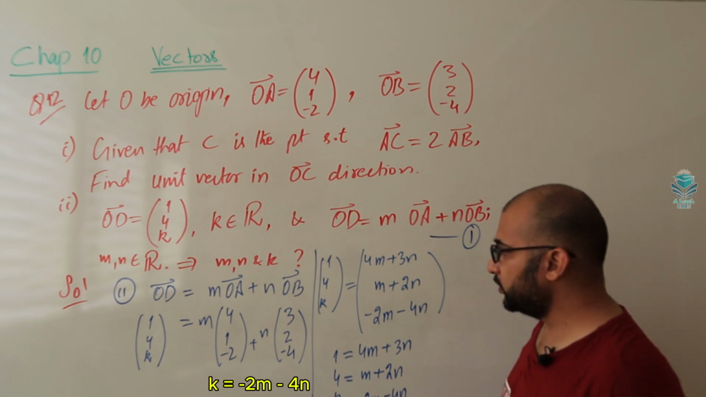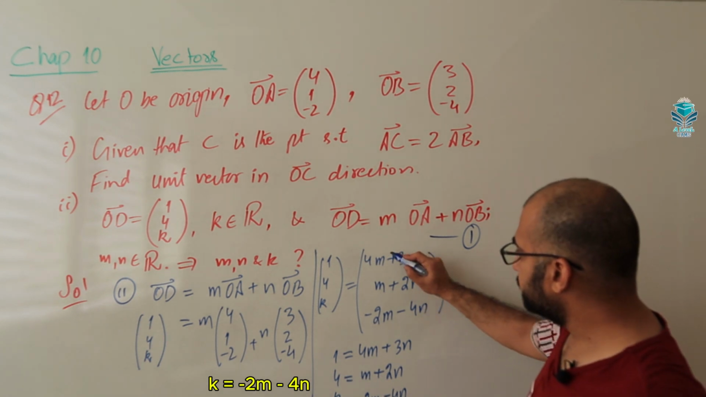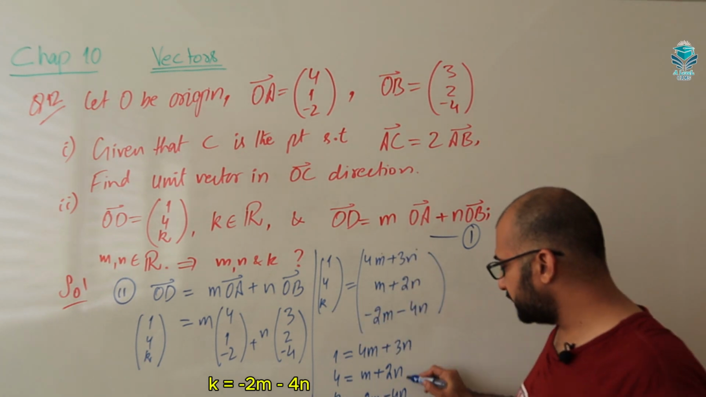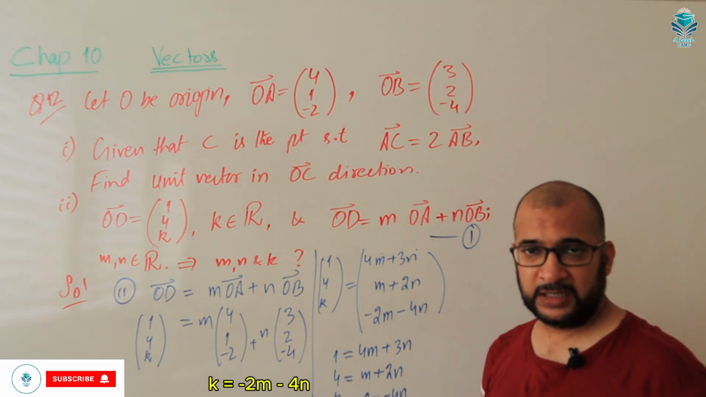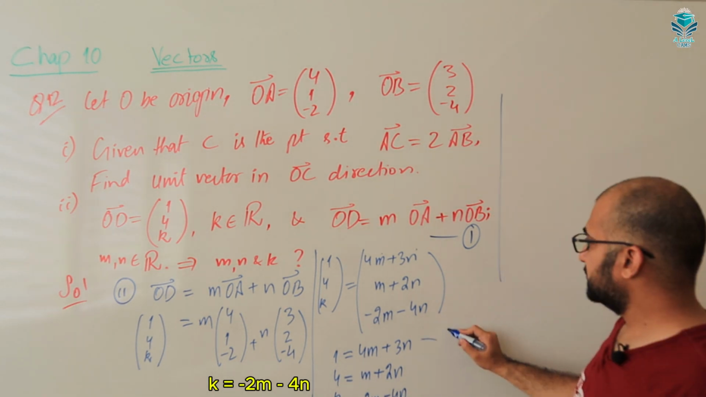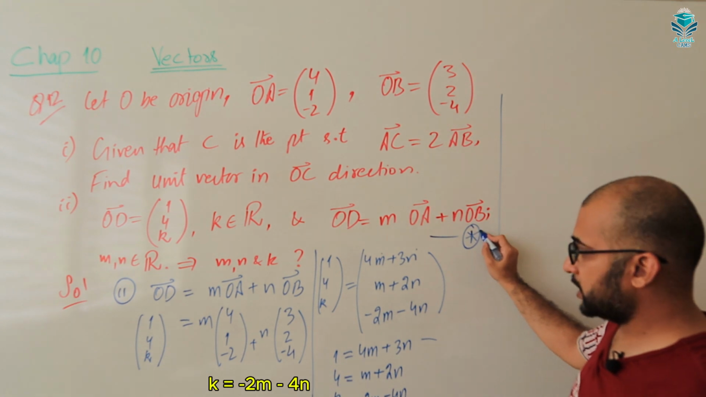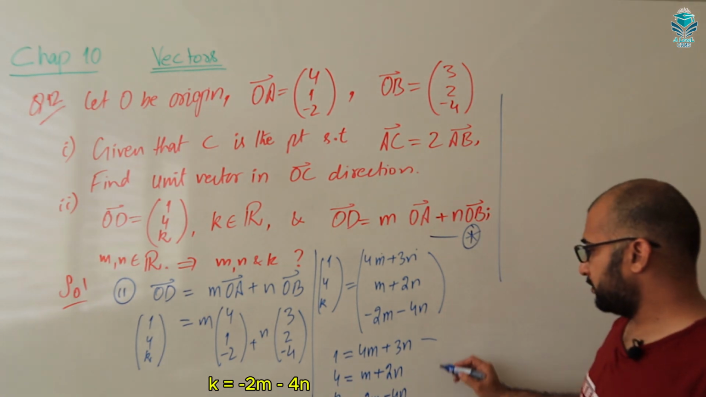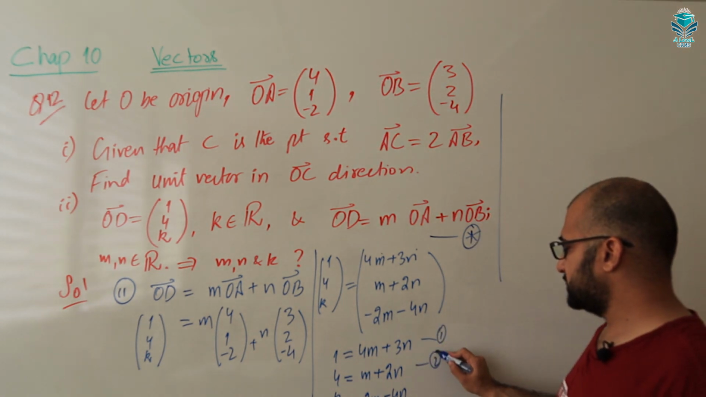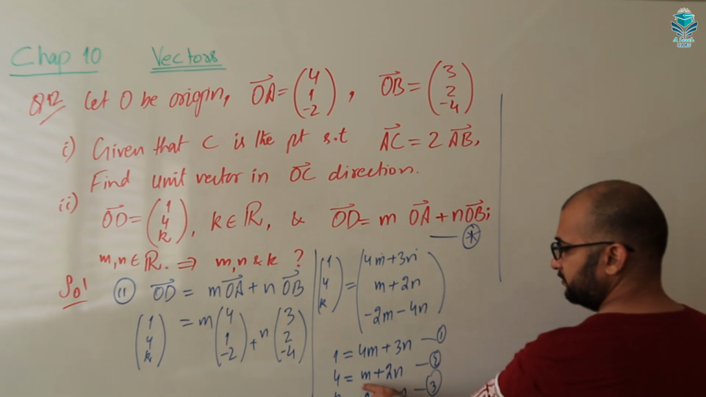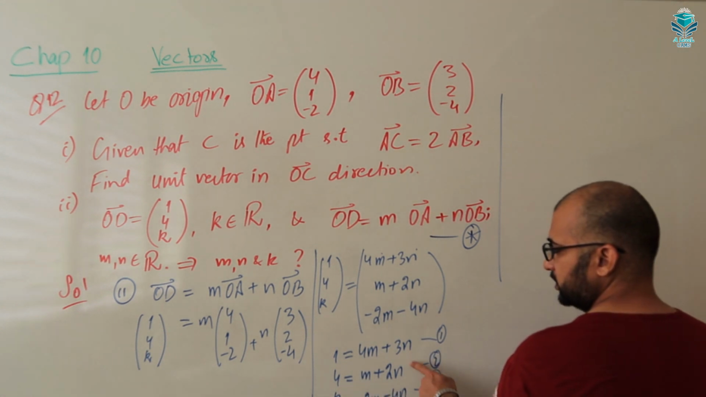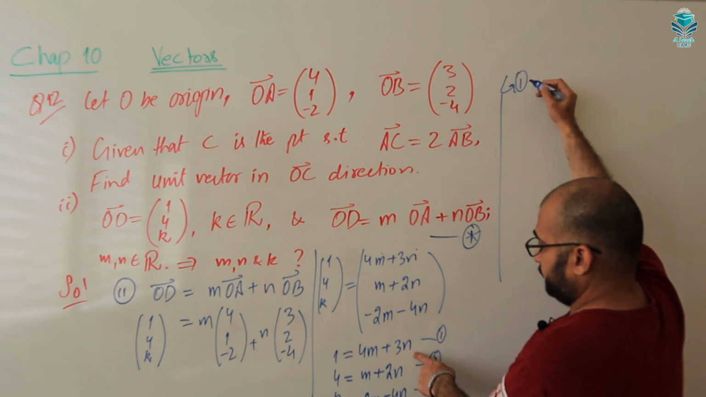You can see that we have 3 unknowns M, N and K, and we have 3 equations. So we can find unique values of M, N and K. Let's say this is a star. So by the first and second equation, if we solve simultaneously, M is equal to 4 minus 2N and substitute in 1.